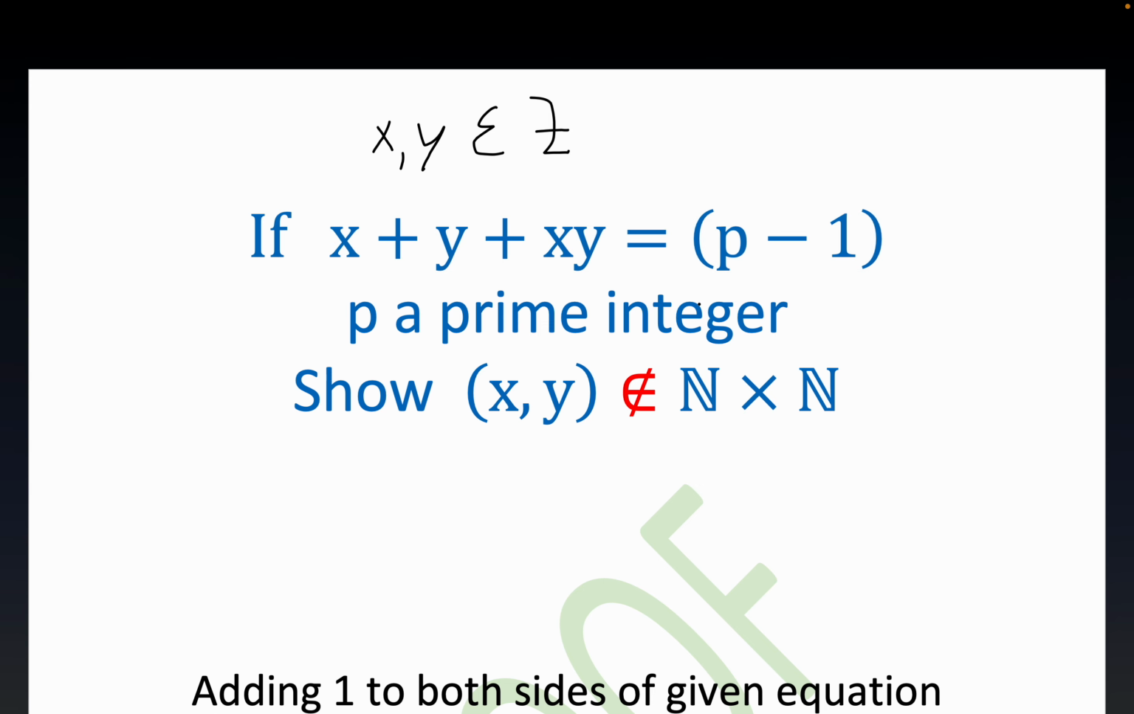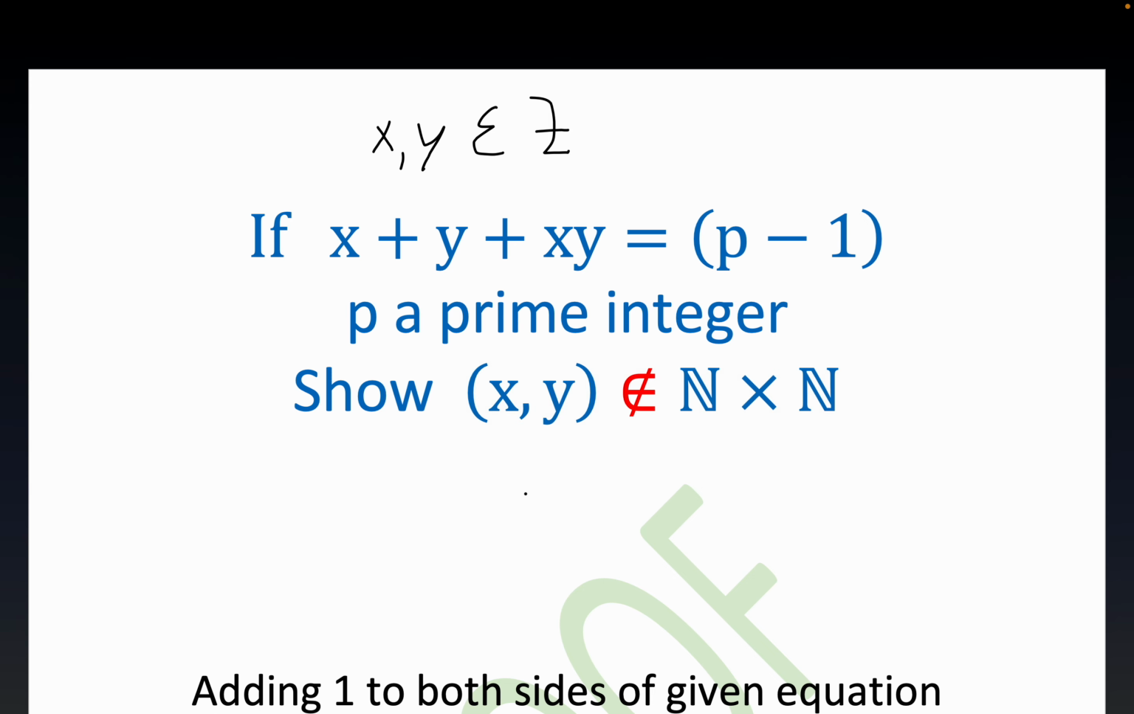P is a prime integer, divisible by 1 and itself. That's the definition of a prime. It has no divisor strictly between 1 and itself. Now we're trying to show that there are no ordered pairs x, y that are just natural numbers.